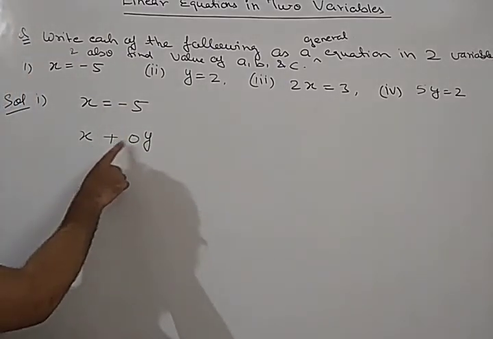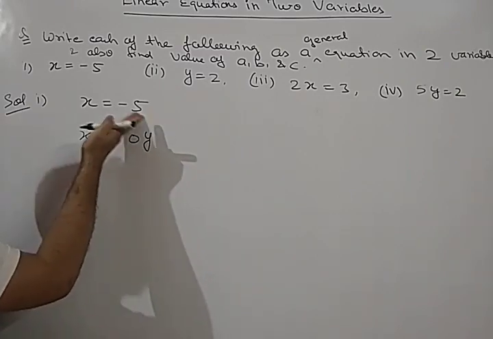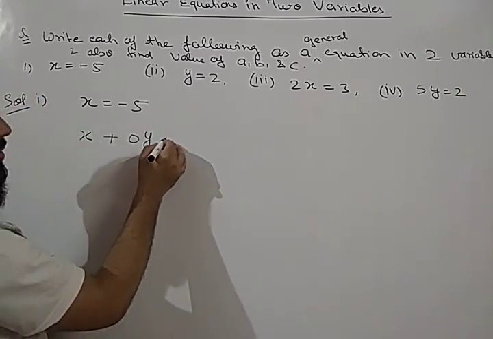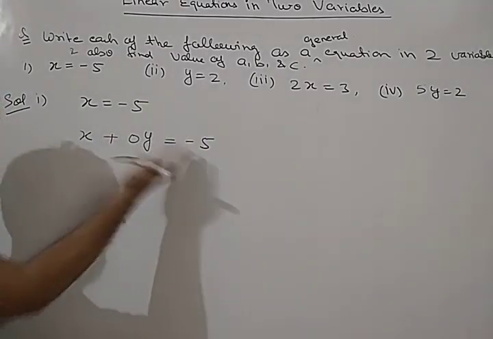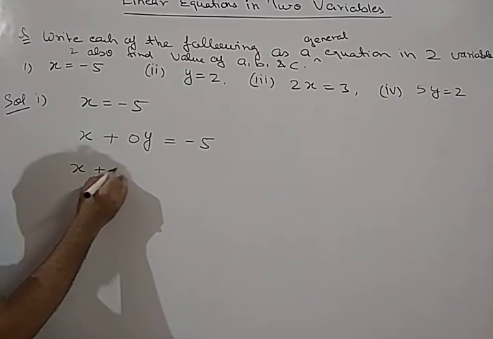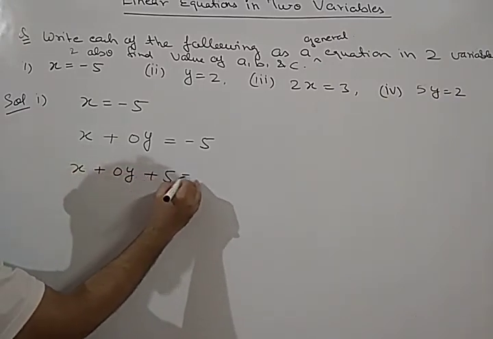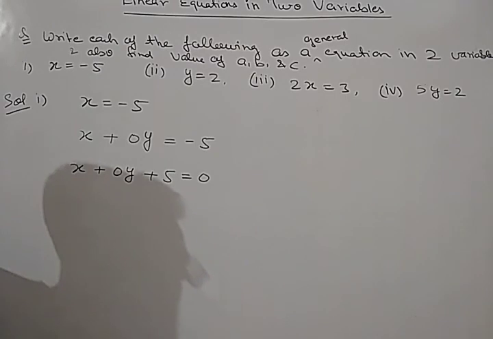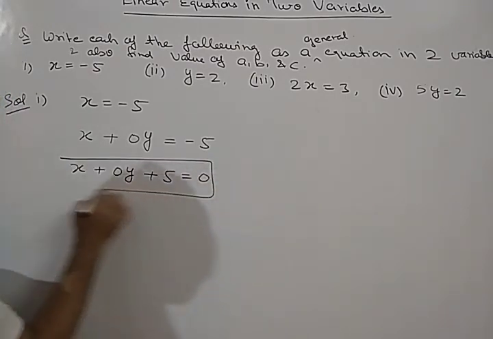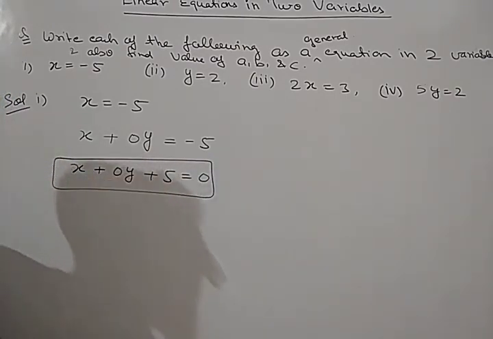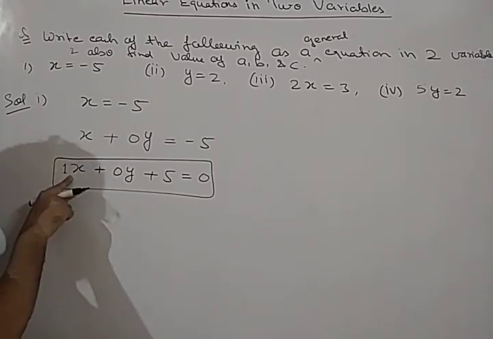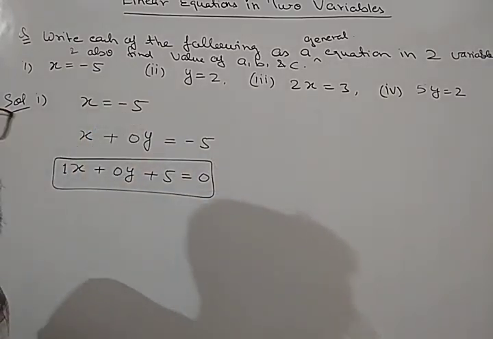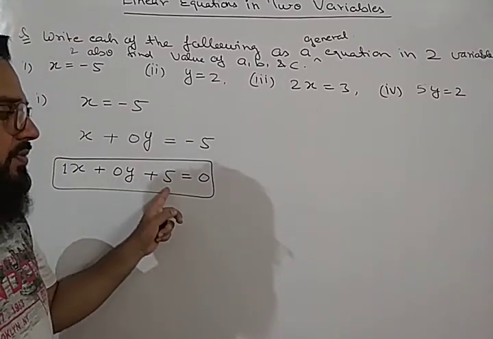So it will be x plus 0y, and first write it as -5 on the right hand side. Then in the second step we will take it to the left hand side. So we will get x plus 0y plus 5 equal to 0. Now this equation is written in the general form of linear equation. It is the general equation. You can see here the coefficient of x is 1. Whenever nothing is written, it means 1. But there was no y. That's why we have taken it as 0y plus this 5 equal to 0.